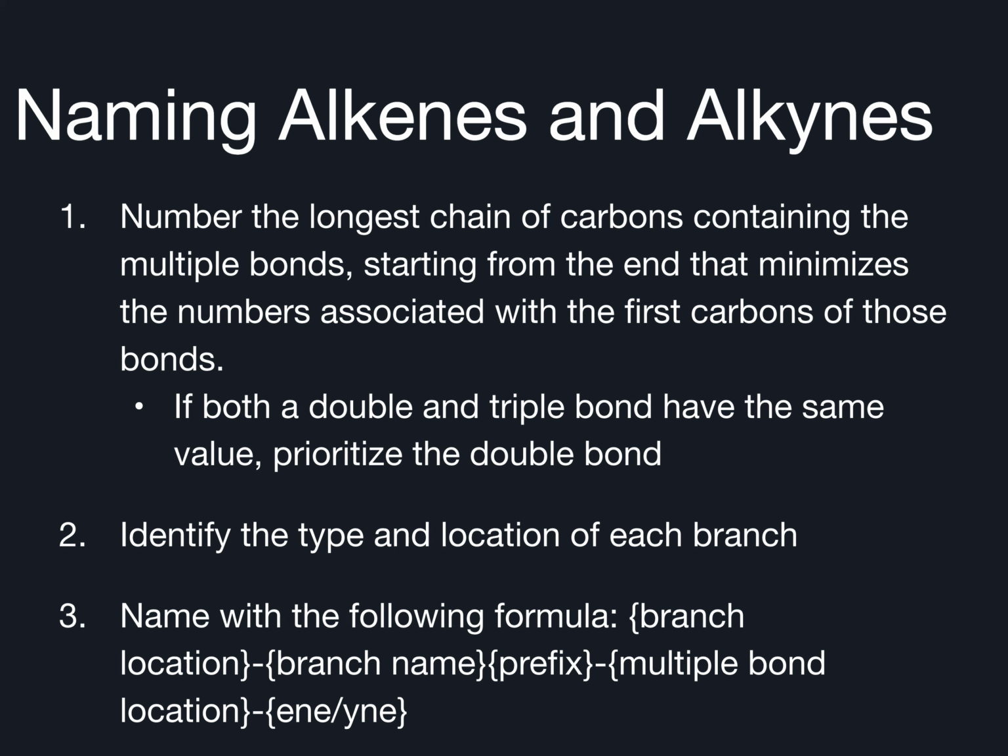So, first thing we're going to do is figure out what the longest chains of carbons that contain the multiple bonds are. And we're going to minimize the numbers associated with those double bonds and/or triple bonds. Once we have our numbering scheme, we're going to identify the type and location of each branch, and then we're going to write it out in a similar format. The branches are going to go first, the parent name prefix is going to go next, and then we're going to indicate the number of the double and/or triple bonds, followed by -ene or -yne as appropriate.